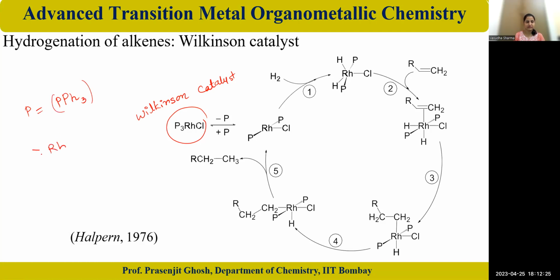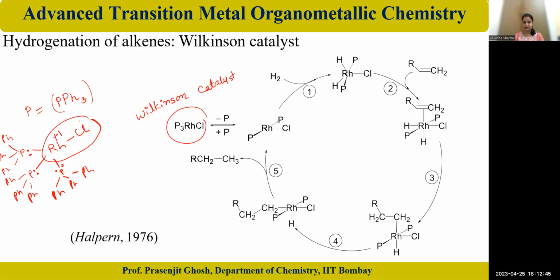The rhodium is connected to the lone pairs of the phosphines, which are further connected to Ph, Ph, Ph. And here is the chloride, and because of this chloride, it is +1. So firstly, there is the loss of one phosphine molecule, and it will have two phosphines and one chloride. Still, it is in the +1 oxidation state because phosphines do not carry any charge to the complex.